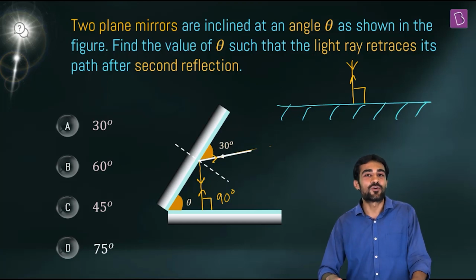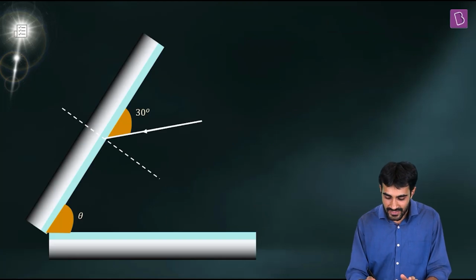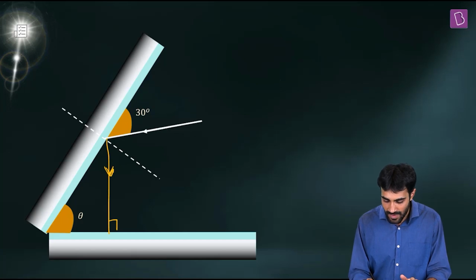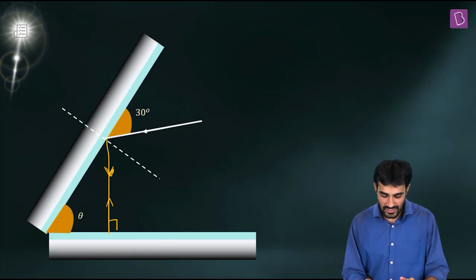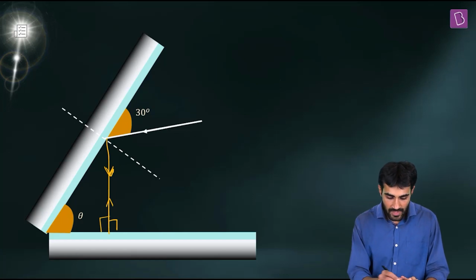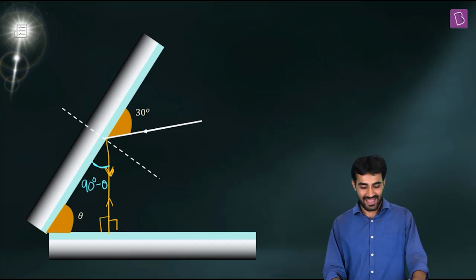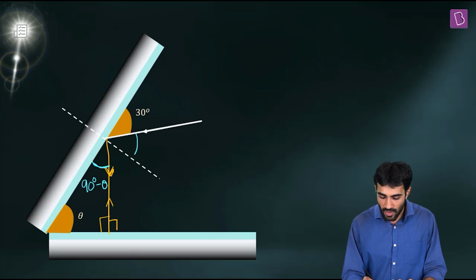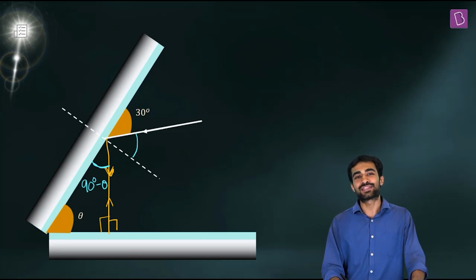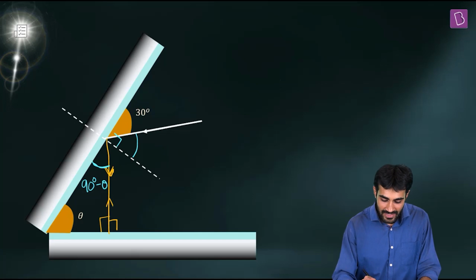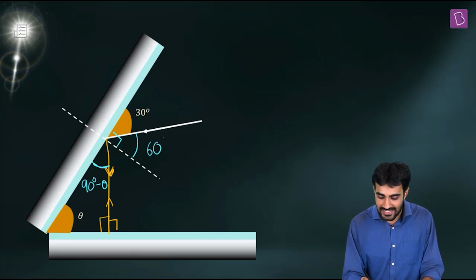Let's quickly find the value of theta. So here we can see this is our light. It strikes the mirror like this, and we can see it will retrace its path back. So this angle is 90 degree. What do you think is the value of this angle? You will say this is 90 degree minus theta. Good. And what was the angle of incidence on the first mirror? That is simple. We can see that this angle is 60 degree.